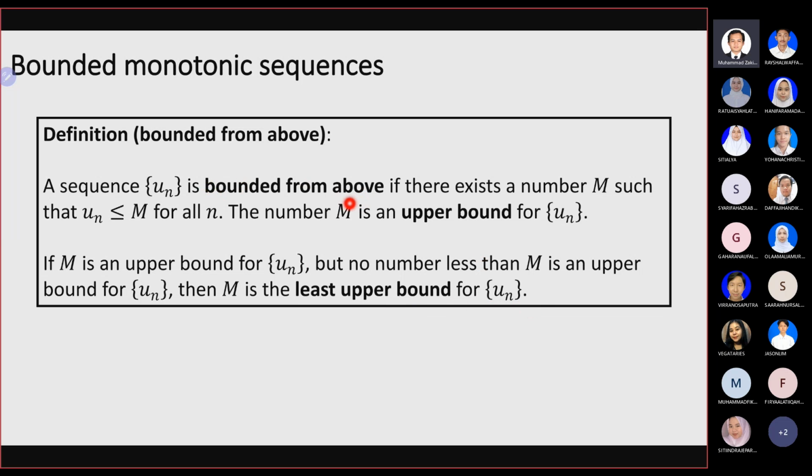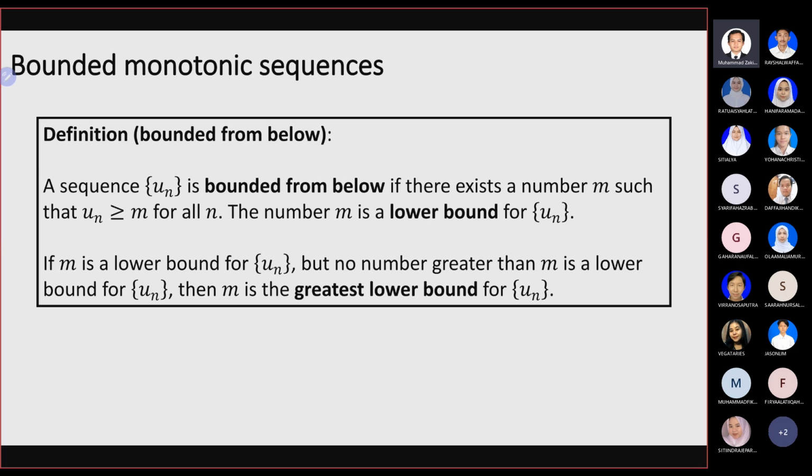Jadi terbatas dari atas ini artinya apa? Kalau kita punya barisan di mana bilangan dalam barisan tersebut tidak pernah melebihi sebuah bilangan m, maka kita katakan bahwa barisan tersebut terbatas dari atas, di mana m ini adalah batas atasnya. Tapi batas atasnya apakah cuma satu? Bisa banyak. Makanya di sini kalau m adalah salah satu batas atasnya, tapi tidak ada yang lebih kecil dari m yang bisa jadi batas atas dari barisan tersebut, maka kita katakan m adalah batas atas terkecil.